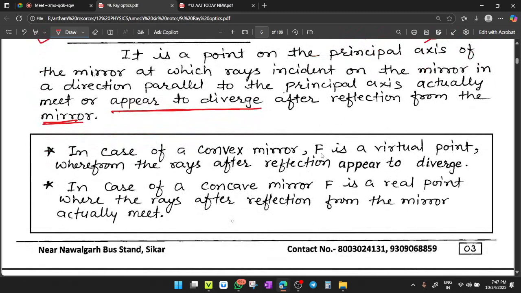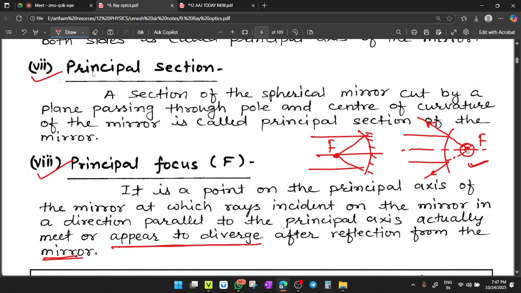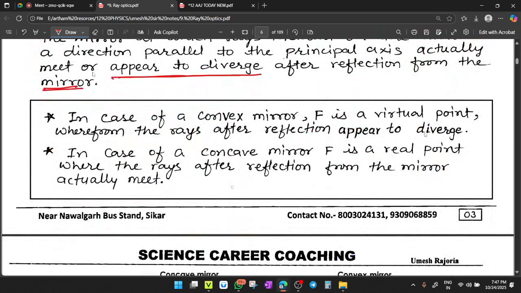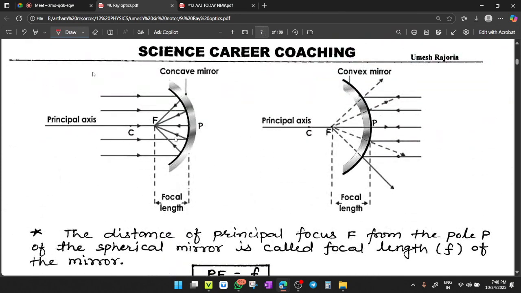In case of a convex mirror, F is a virtual point from where the rays after the reflection appear to diverge. But in case of a concave mirror, F is real. Remember, here it is virtual in case of convex, and here it is real in case of concave, where the rays after reflection from the mirror actually meet. In case of concave, the rays will actually meet, so they will have a real focus. Got it? Look here in the diagram.